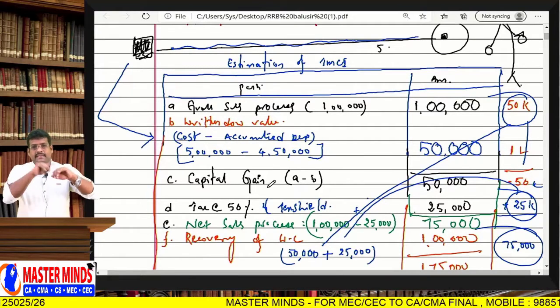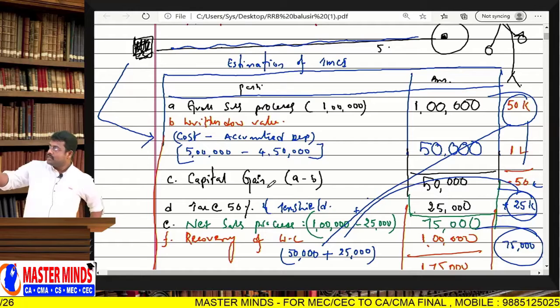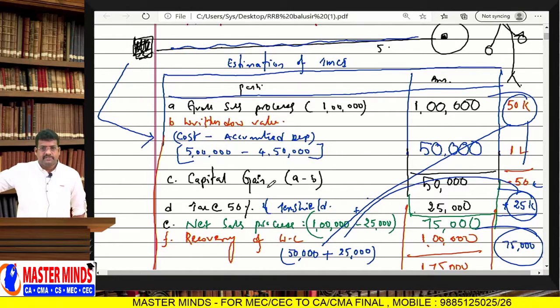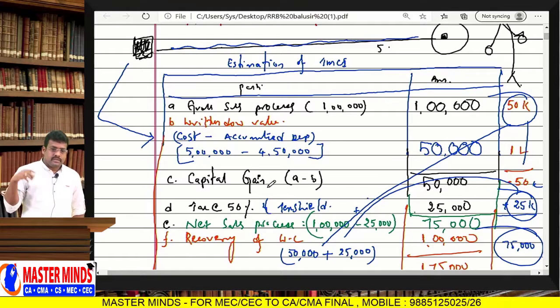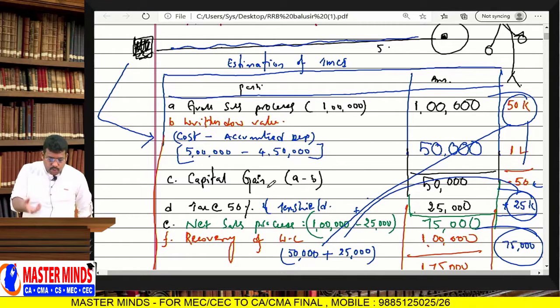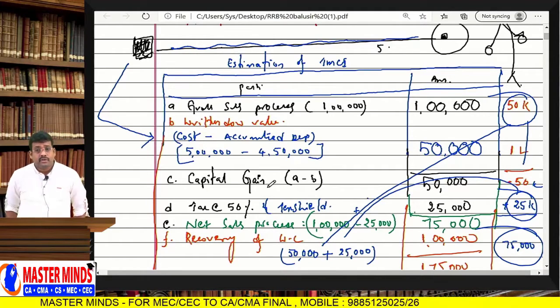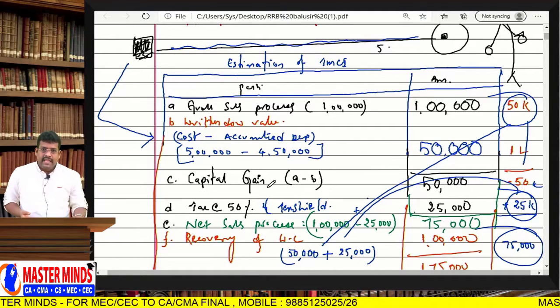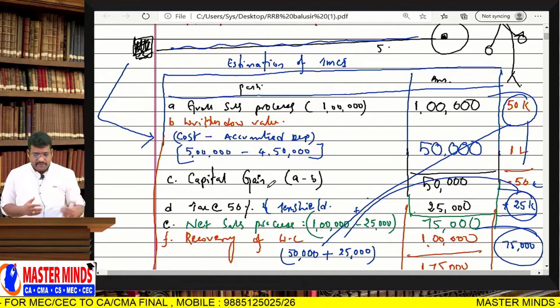Point number 1, gross sale proceeds. Gross sale proceeds means this is the amount the company might recover by scrapping the asset at the end of the period. If the government asks you to pay tax, then you calculate a written down value. Written down value is nothing but cost minus accumulated depreciation. So this is the value of the asset on the day of scrapping of the asset. That is written down value.